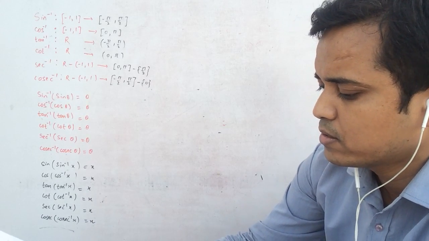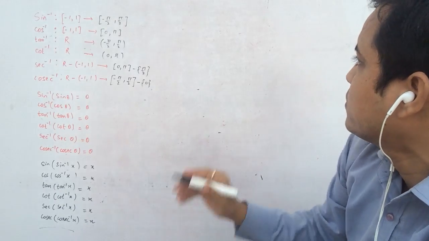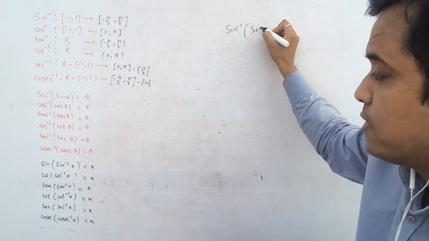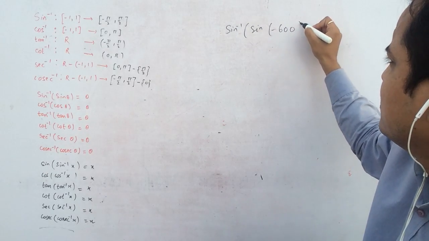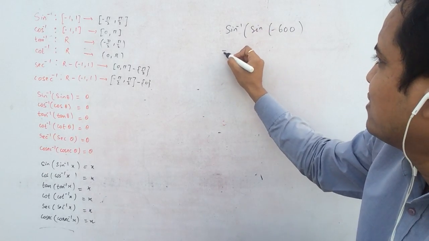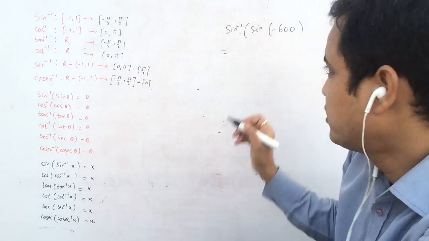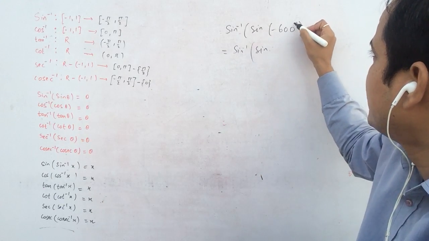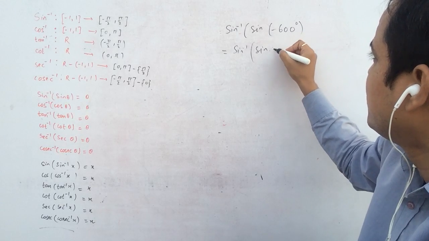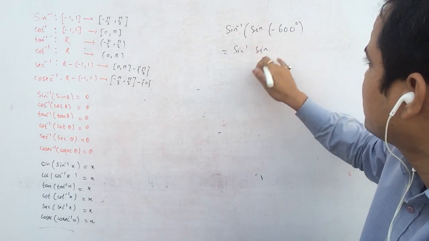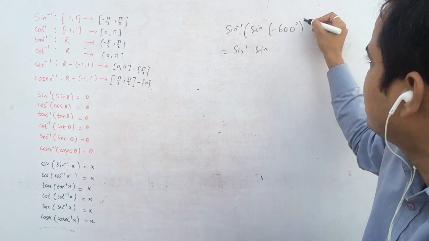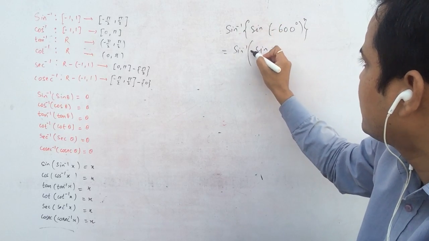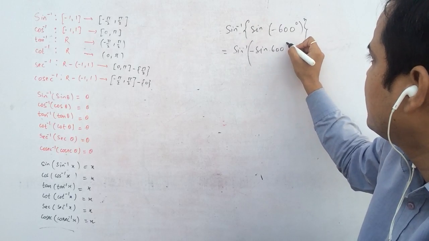Next question is sine inverse of sine of minus 600. Can we do this question? Okay. So here we have sine inverse of sine. So it is in degree, so convert it first into radian. So we can do this like sine of minus theta is minus sine theta. So you can do like this, minus sine 600 degree.